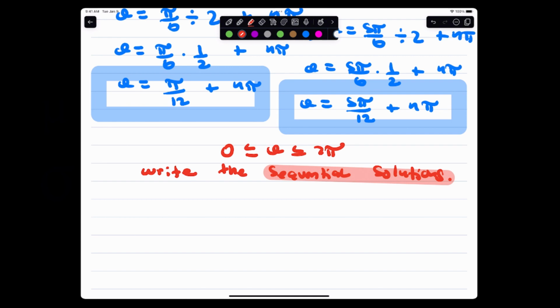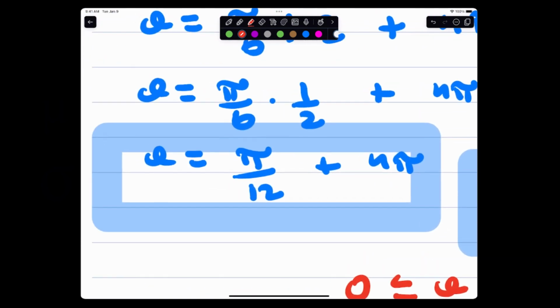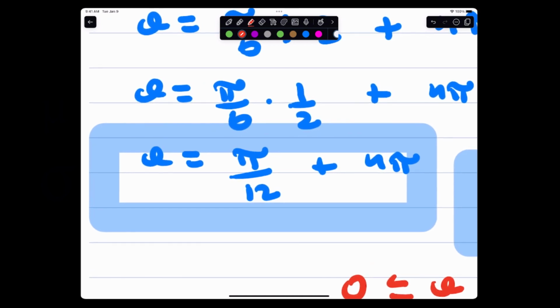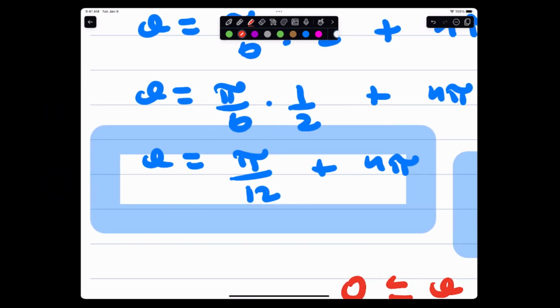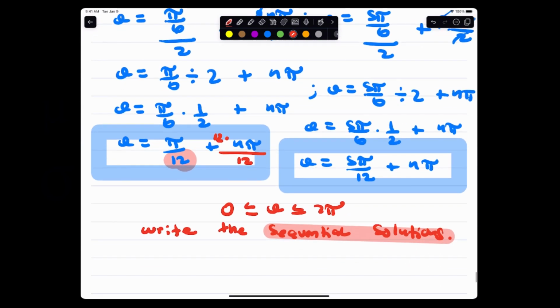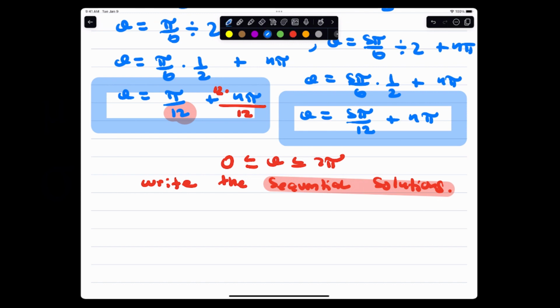And so, ladies and gentlemen, how do you do this sequential? What did we do yesterday? Do you guys remember? How would we go from a general solution like this to the sequential form? See that 12? What are you going to do? Multiply the top by 12, divide by 12. So you're going to end up with theta being pi over 12 plus 12 and pi over 12.